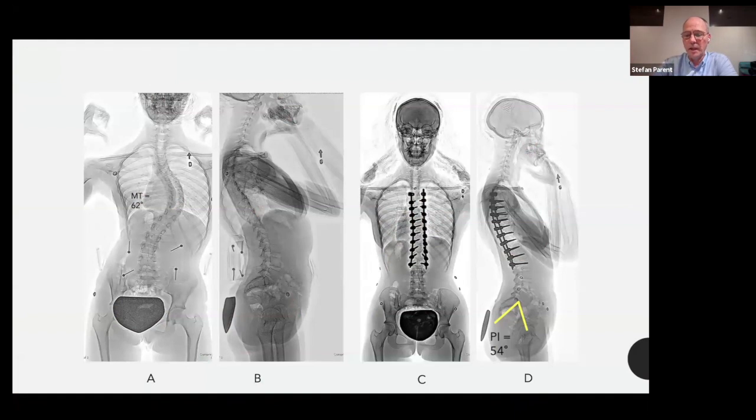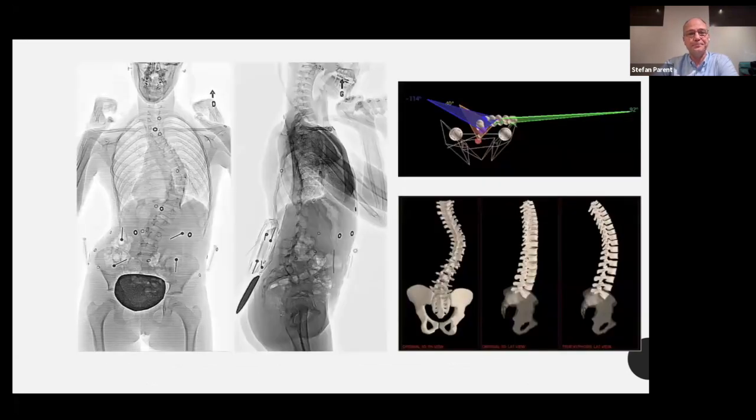It gives you a good restoration. And again, on this patient, the patient had a pelvic incidence of 54 degrees. So you need to restore enough lordosis, but also enough kyphosis above it, so that you actually are getting a good correction in both planes.